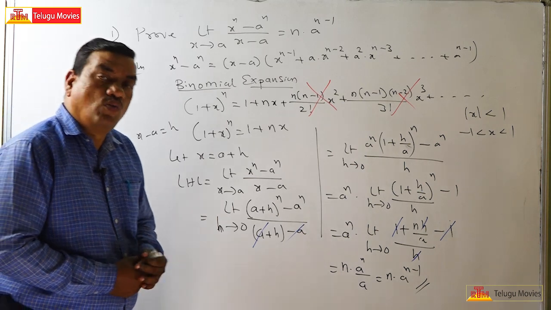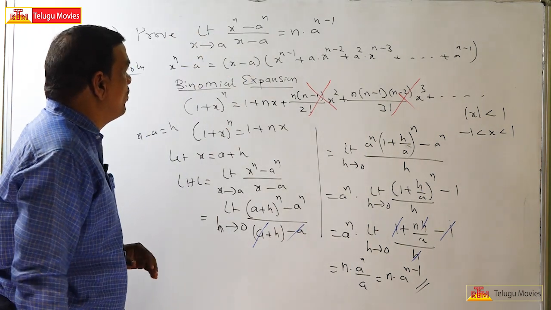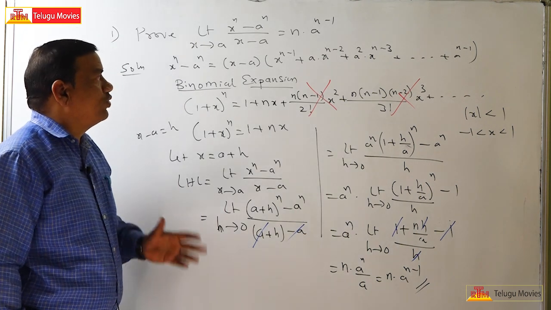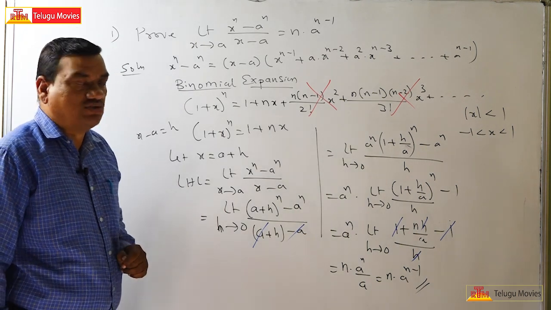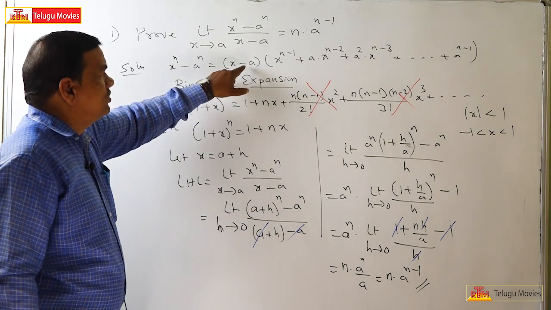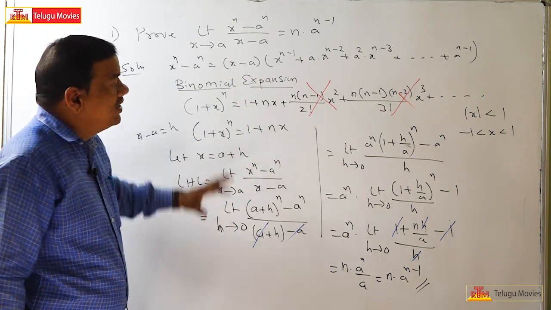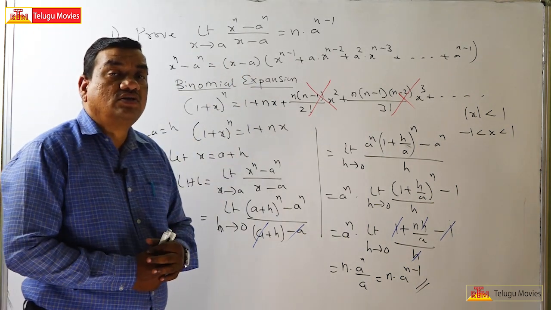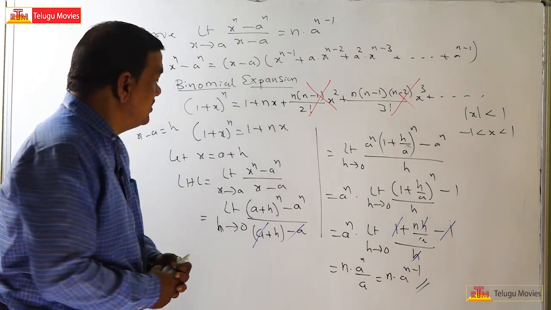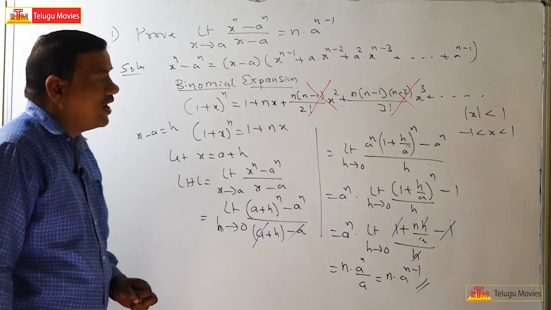This is one approach to prove the theorem: limit x tends to a, x power n minus a power n by x minus a is equal to n into a to the power of n minus 1. Comparatively, this method is a very easy one, and everybody can understand this. But for those who want to improve their subject knowledge, this way also we can prove the theorem. So I hope that you understand this theorem.